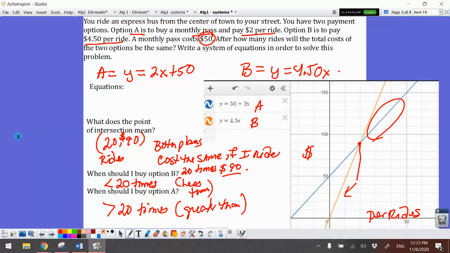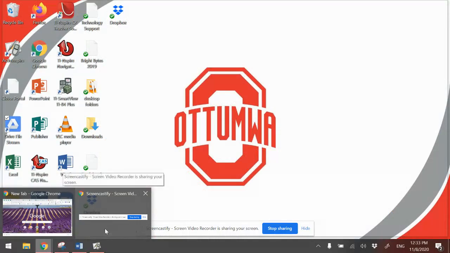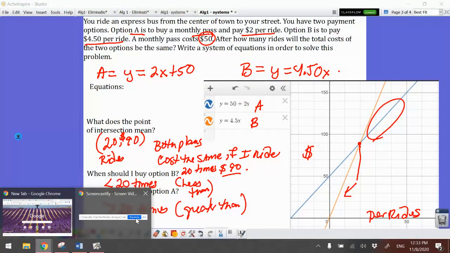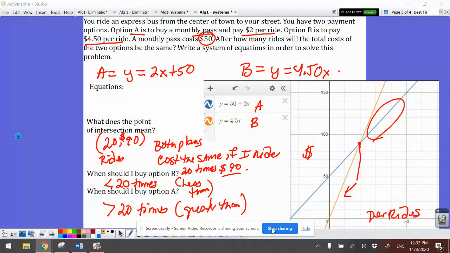Okay, so as you're working today on some analysis things, you're going to be doing some compare and contrast and determining what's the best deal when, and trying to analyze what the point of equilibrium means. Remember, systems are pretty powerful when it comes to comparing information. All right, our next step will be solving systems of linear inequalities. We're going to be looking for some double shaded regions, and we'll catch you next time.